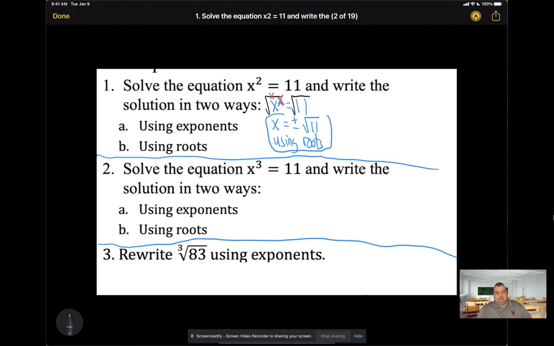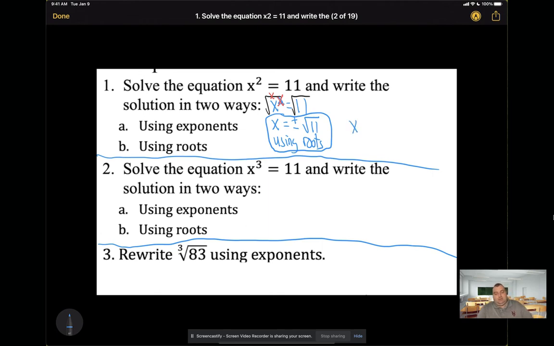So this is actually the answer to part B. To go backwards and do part A, all I'm going to do is convert the square root of 11 into exponential form. We know that square rooting is the same as taking that number and raising it to the power of 1/2.